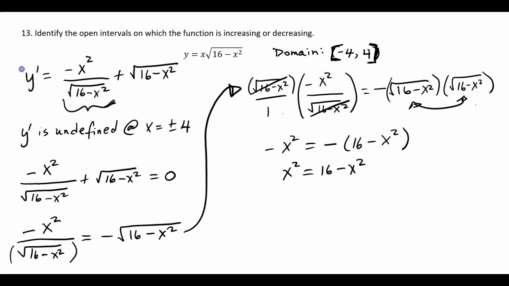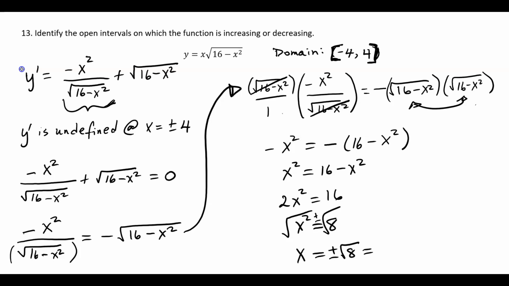If I add x squared to both sides, I end up with 2x squared equals 16. Divide both sides by 2. x squared is equal to 8. Solving for x, I'd have to take the square root of both sides. But whenever you take the square root of both sides, you have to include a plus or minus sign. So I know that x is equal to plus or minus the square root of 8.